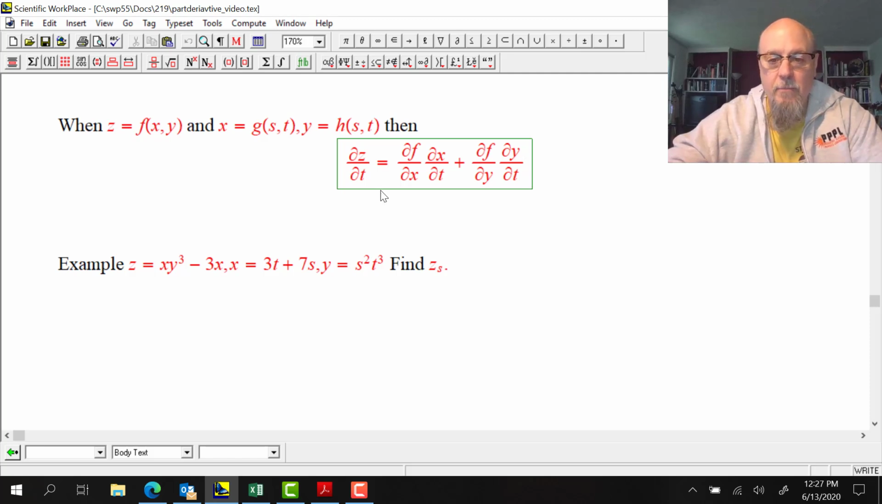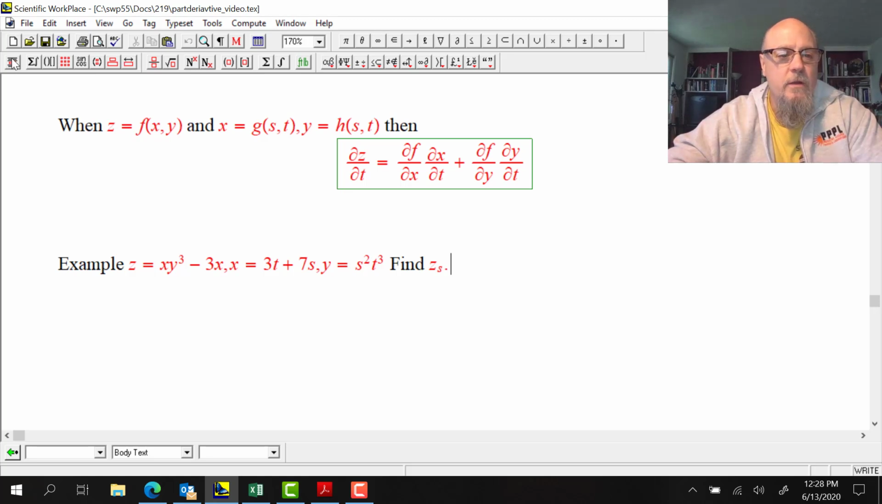So let's learn this by example then. Let's do this by example. And again, I'm asking for z sub s here. And you totally could do this the sort of cheap way, right? Everywhere there's an x in my formula, I could put a 3t plus 7s. Everywhere there's a y in my formula, I could put an s squared t cubed, and then that would make z directly a function of s and t, and then I could just plain differentiate it. You could do that, but I lose some of the flavor, and I have to do all that algebra to start.